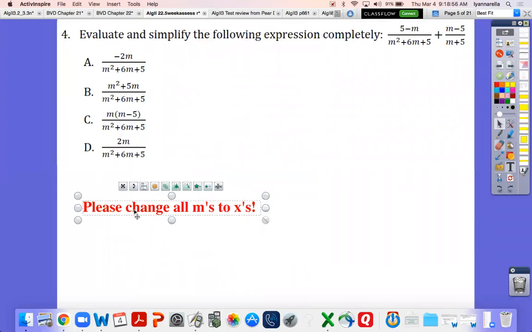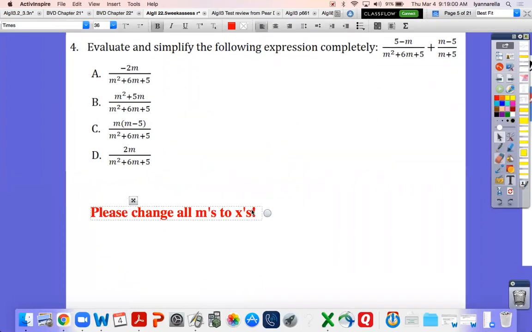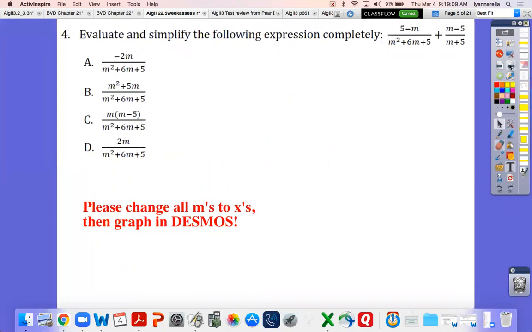Again, I want you to graph in Desmos, then graph, I should say. Whatever lays on top of the original one is the answer. So you guys are going to ace this test.